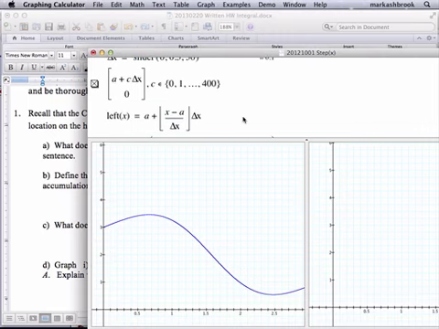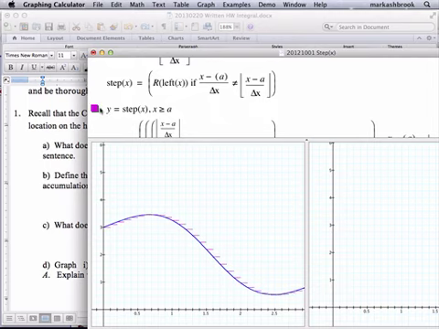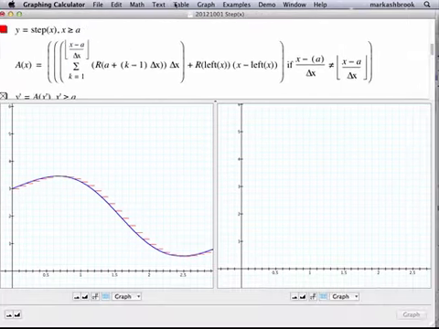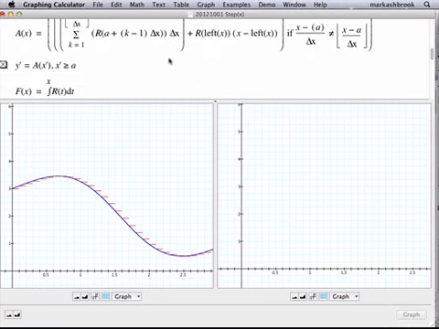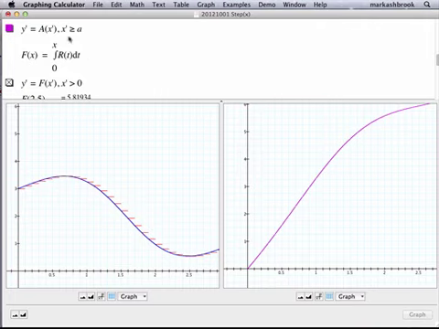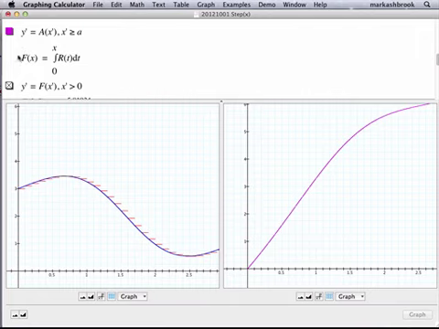Okay, so there's our rate function, and then our step function with delta x of 0.1. And then the corresponding accumulation function. So this is the accumulation function based on the delta x of 0.1. This now is going to be our change of elevation, x miles from the border, as an exact accumulation. So do that black.